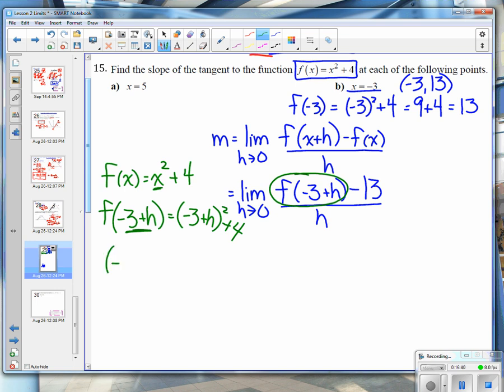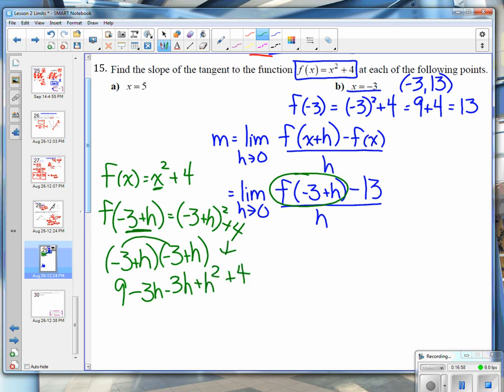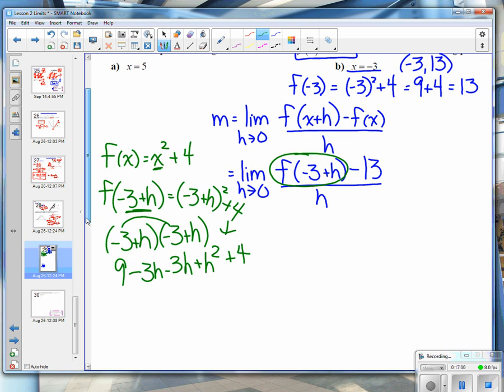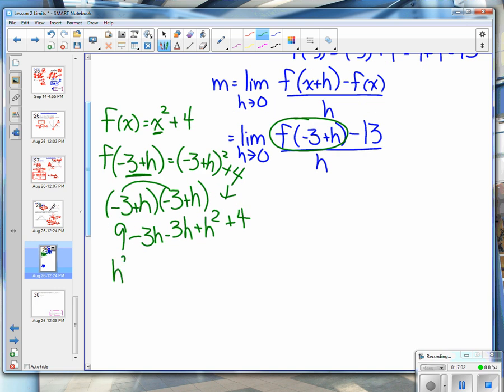Now we can do this again the long way if you want. -3 plus h, -3 plus h, multiply through. So this guy times this guy would be 9. Then I have -3h. I'm just going to pick up the pace a little bit. -3h plus h squared. And then obviously we still have that plus 4 that we need to include. If I simplify this, I've got h squared minus 6h, and 9 plus 4 is going to give us 13.